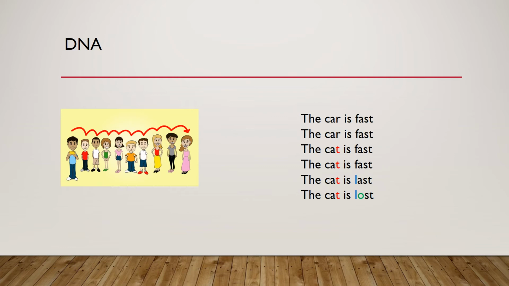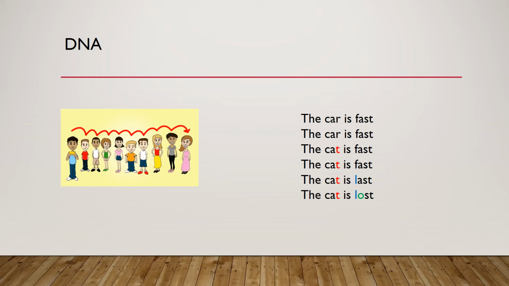Think of DNA as a complex game of telephone. In this game, a person gets a message to pass along to another. As the message passes from one person to the next, the message is distorted, resulting in an evolved or mutated message. In this example, the beginning phrase is "the car is fast."